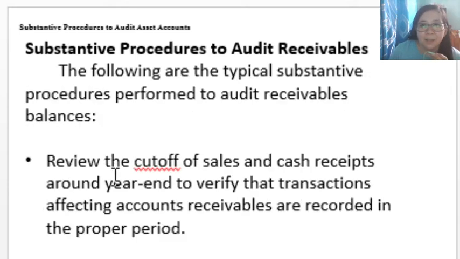Another substantive procedure for auditing our accounts receivable is for the auditor to review cut-off of sales and cash receipts at year-end, to verify the transactions which affect our receivables. The entity should only record those transactions which pertain to the current period, and they should not record those transactions which are not included in the current accounting period.